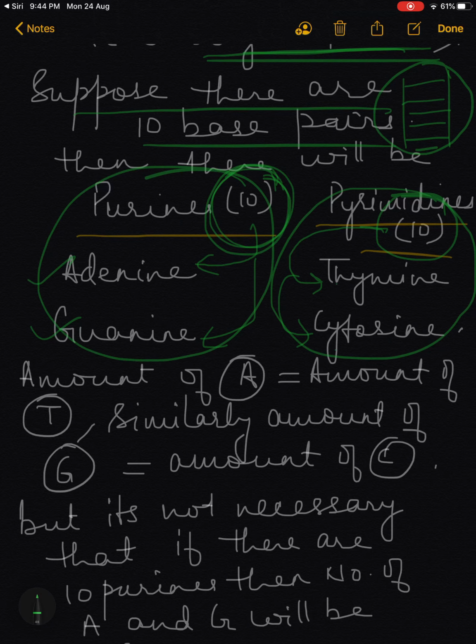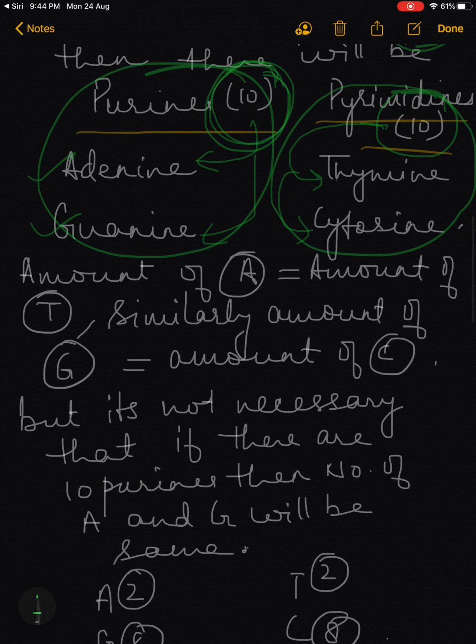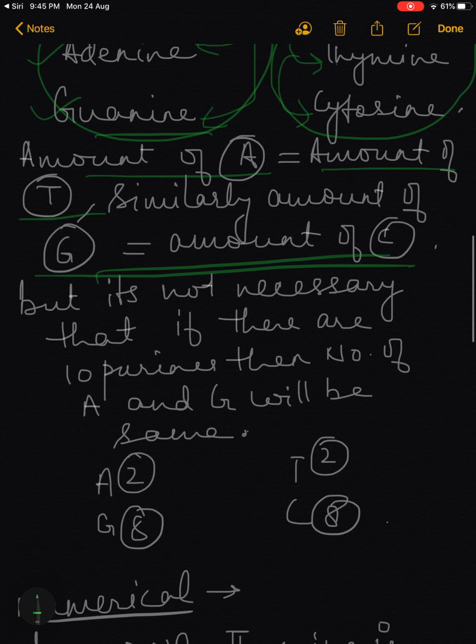But we also know that amount of adenine will be equal to the amount of thymine according to the Chargaff rule. Similarly, amount of guanine will be equal to the amount of cytosine. But children, it is not necessary that if there are 10 purines, then out of 10 purines, 5 will be adenine and 5 will be guanine.